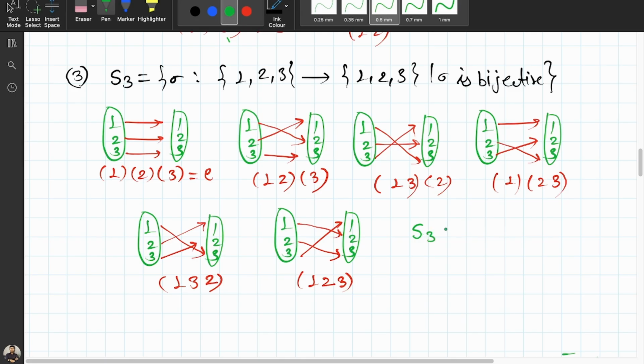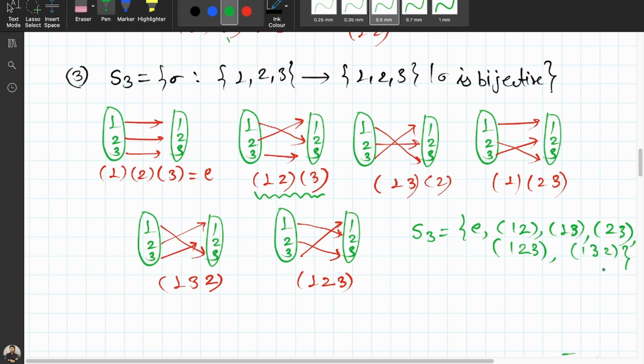The elements of S3 are identity, and so on. One thing: if you have any notation in which a single element occurs, there is no need to write that single element. That is by default. So just write the cycle only. Here just write (1 3), here just write (2 3), and here write (1 2 3) and (1 3 2).